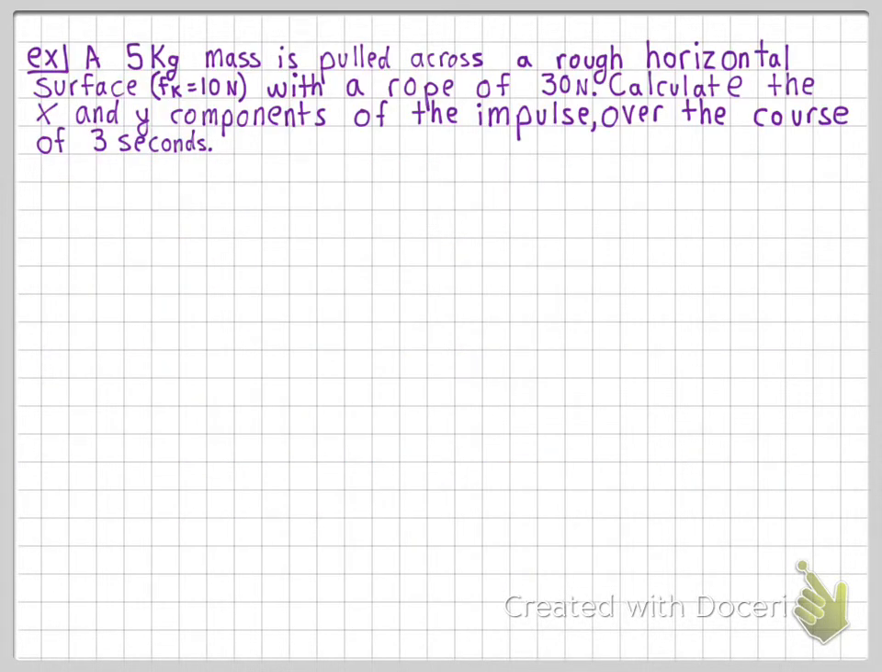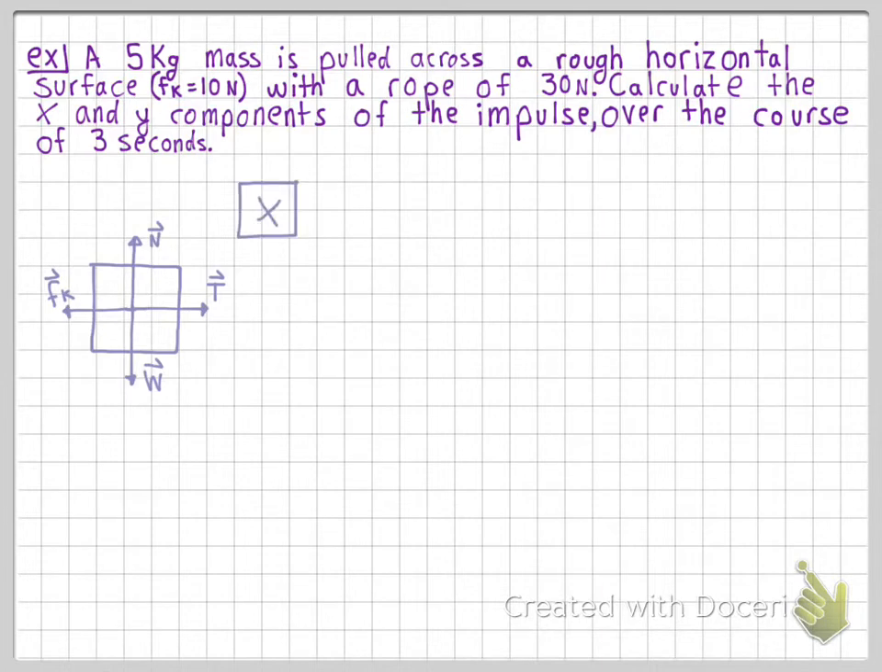Let's do another example. A 5 kilogram mass is pulled across a rough horizontal surface with a kinetic friction force of 10 newtons. And this mass is pulled by a rope that has a tension of 30 newtons. Calculate the x and y components of the impulse over the course of 3 seconds. So first, if we look at our free body diagram, we see that this mass has a normal, weight, tension, and kinetic friction force acting on it. So let's first calculate the impulse in the x direction.